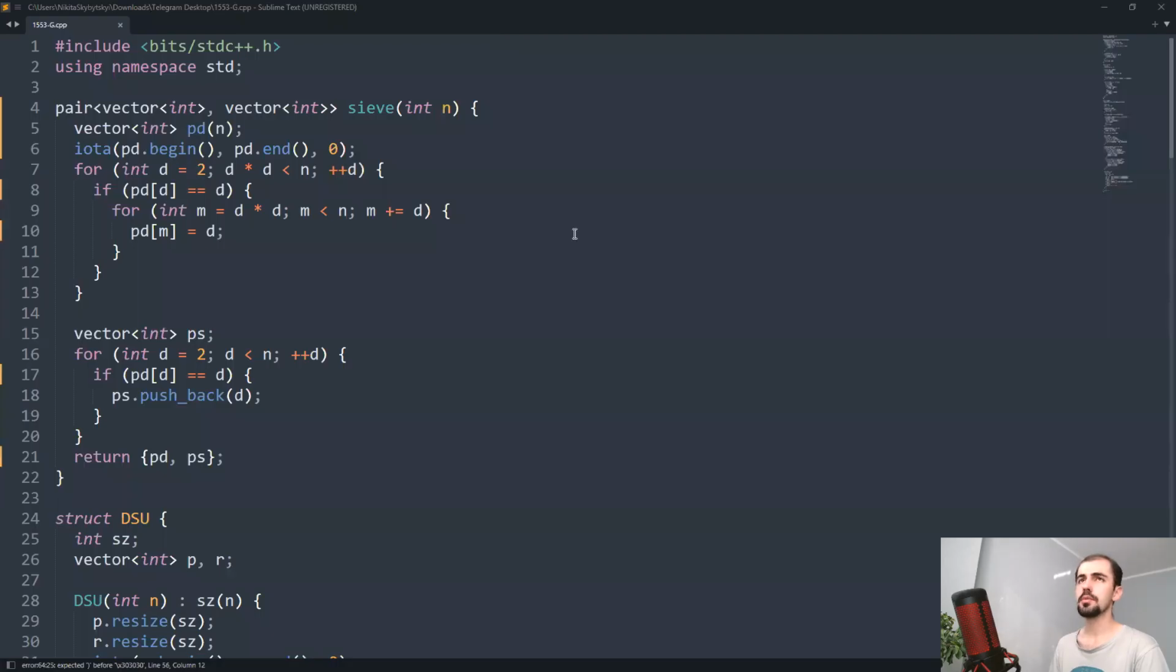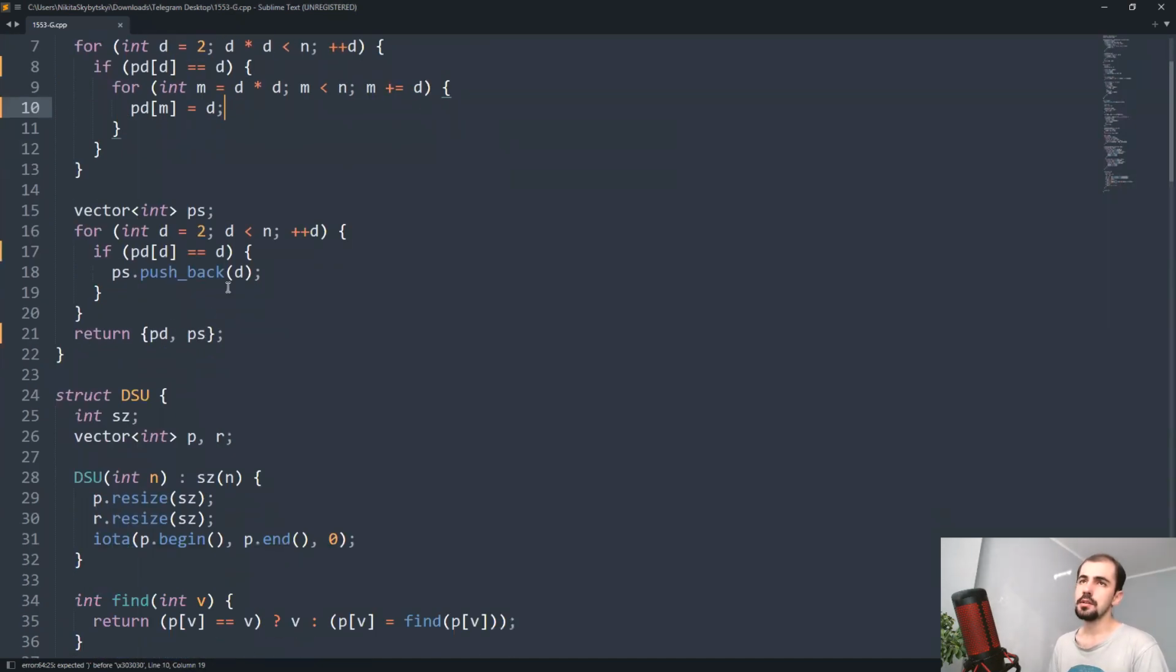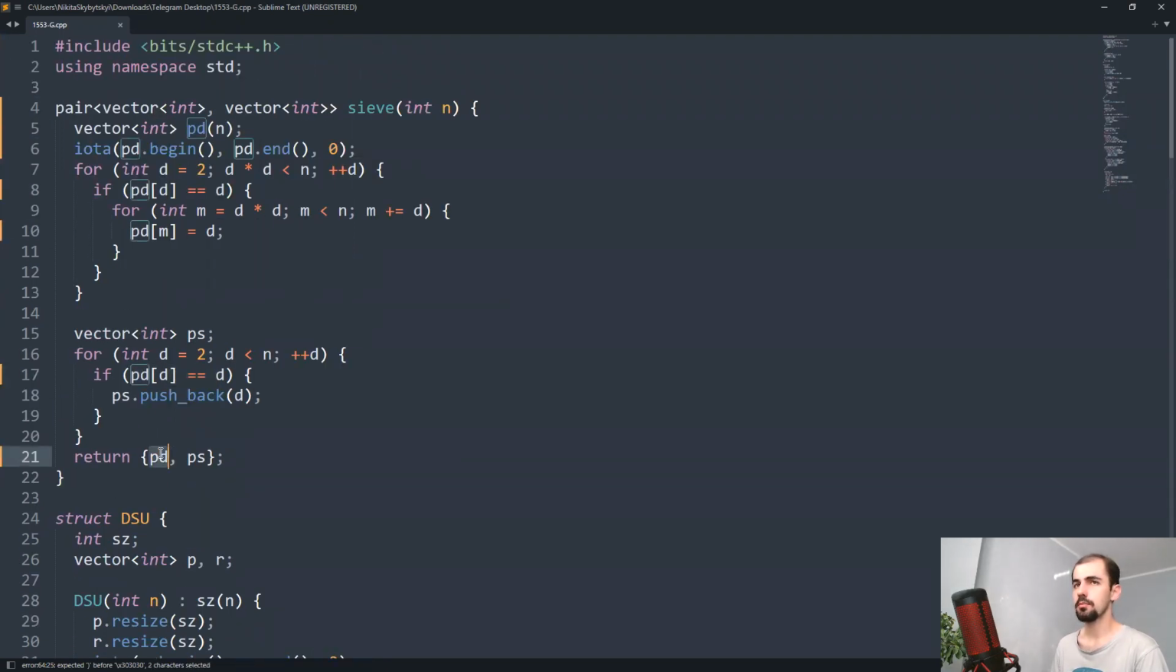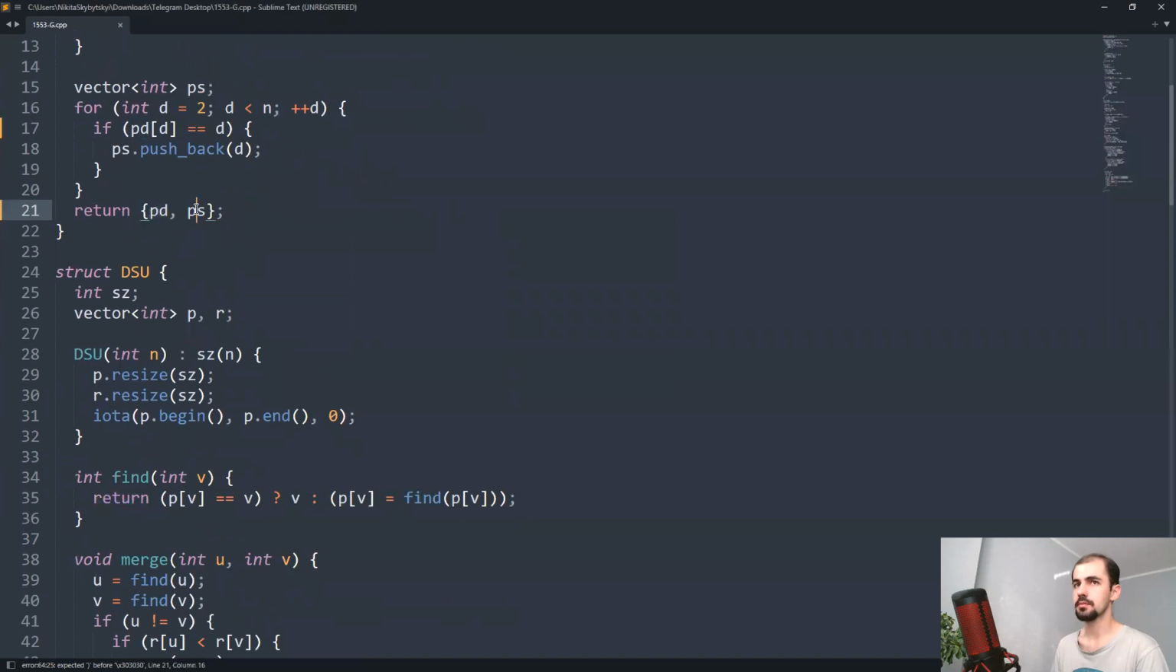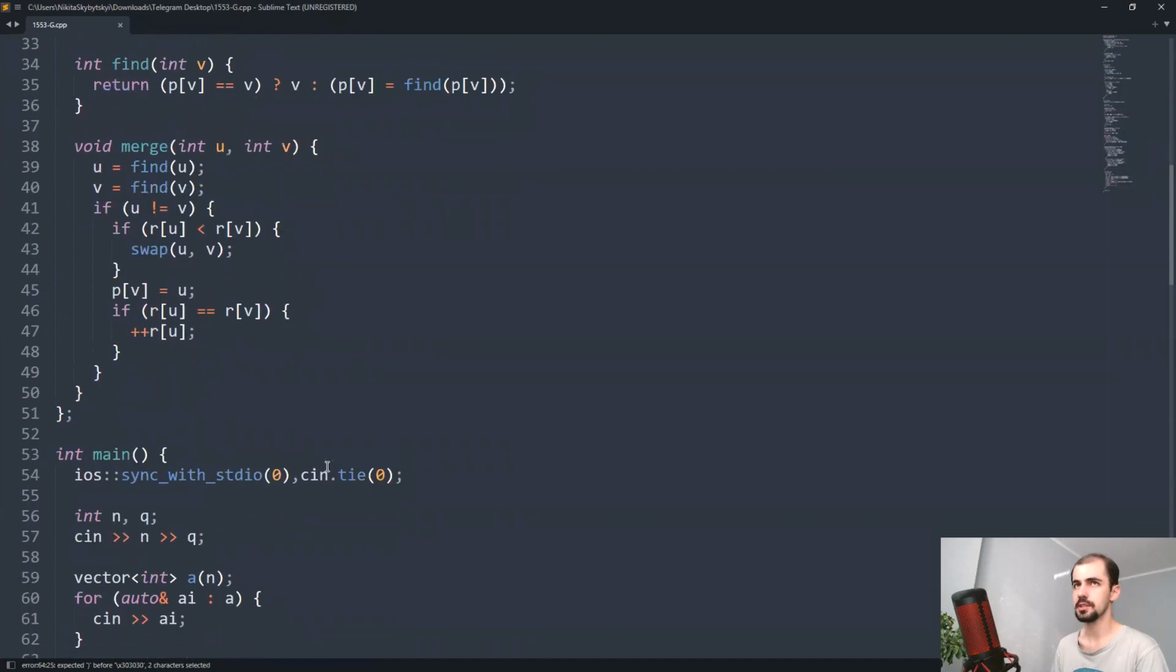Alright, so coming back to the implementation part, you may have a sieve that looks something like this. So you have your vector of prime divisors and you loop, and here you fill it this way instead of just setting this to false. And you also compare: the number is prime if it's equal to its prime divisor. Same here. And you return a pair of prime divisors and primes in case you need primes explicitly.